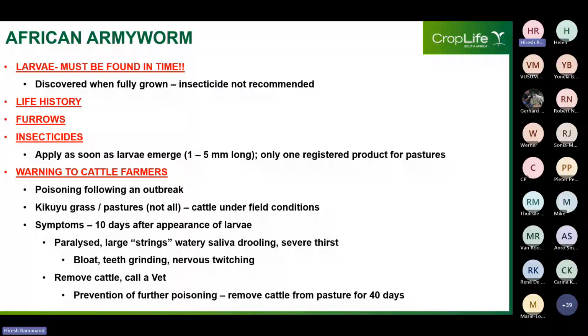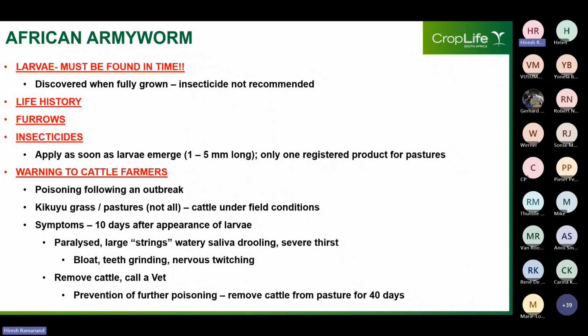Symptoms in cattle are as follows. The swallowing of affected cattle is paralyzed, large strings of watery saliva drool from the mouth, and the cattle exhibit an apparent severe thirst. Slight appearances of bloat, grinding of teeth, and nervous twitching may occur.